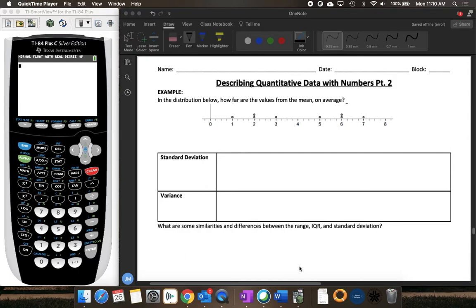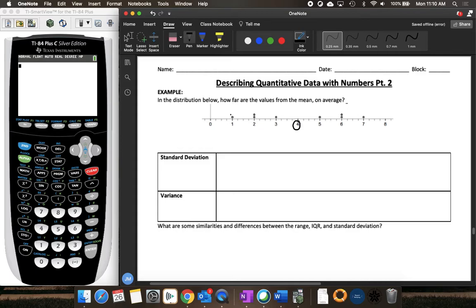So just to give you an idea of what that looks like, say this dot plot that I've got for us. You've got a point here at 1, 2 dots at 2, 1 at 3, 1 at 5, 2 at 6, and 1 at 7. If you add all those up and divide by how many there are, you find that the mean is right here at 4. And so then what we might want to do is figure out how far away those are from our mean on average.